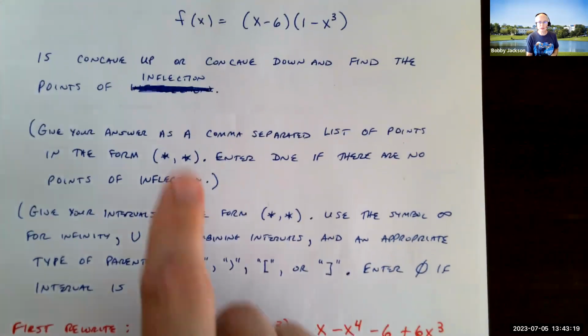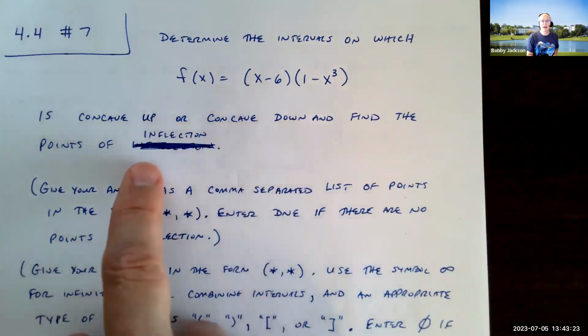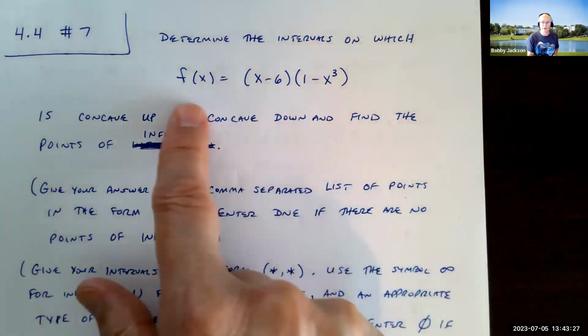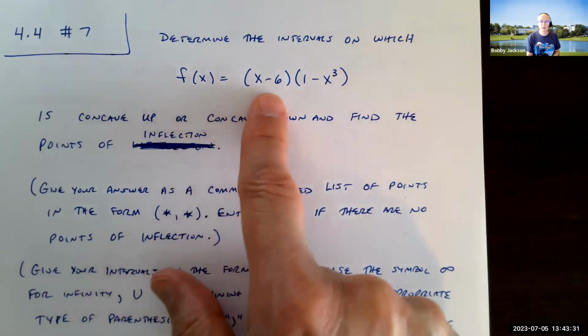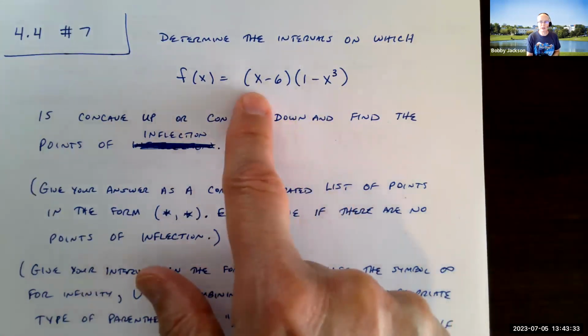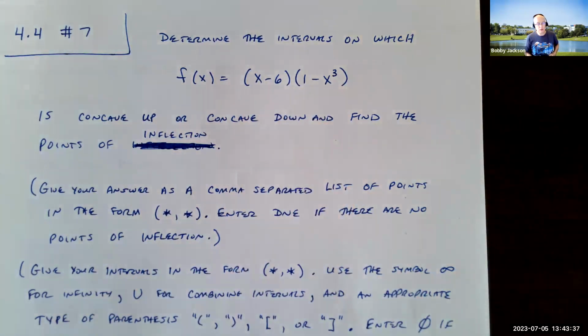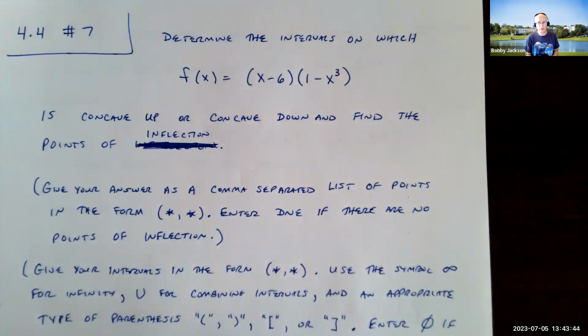Okay, so in this particular problem, to find out about concavity and points of inflection, we need the second derivative. Which means we need to take the first derivative. But some of you might say, well, I've got a product here, X minus 6 times the quantity 1 minus X cubed, so I want to use the product rule. You could do that, but it's so much easier to go ahead and FOIL this thing out, because we could do that and not use the product rule.